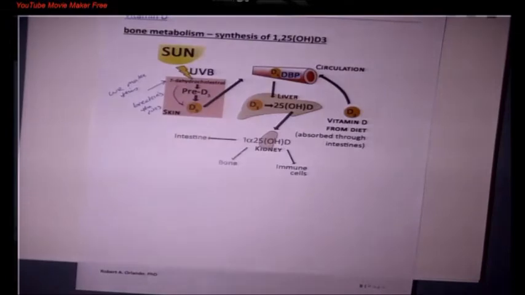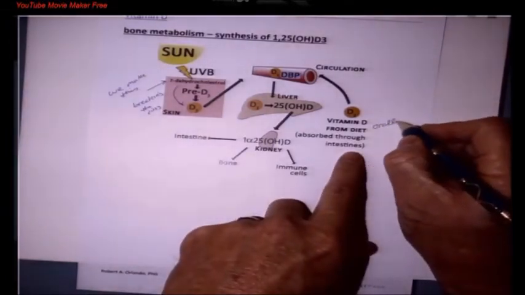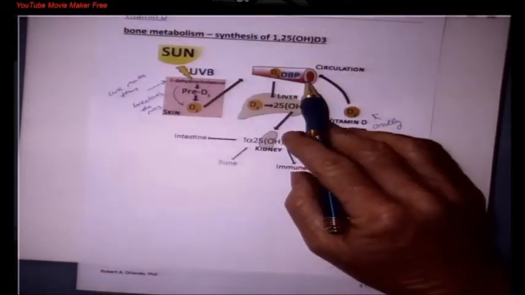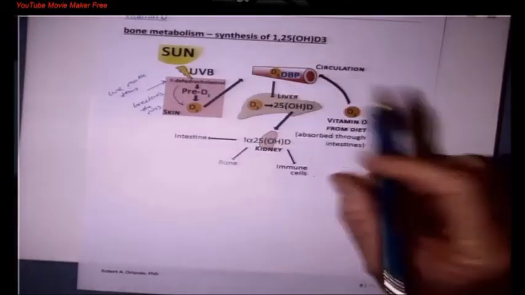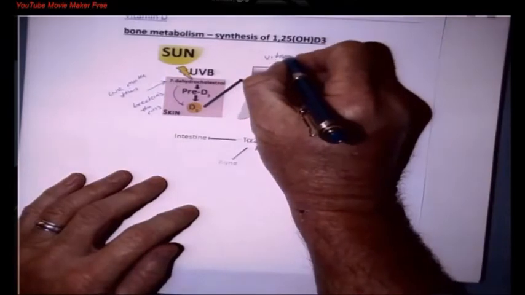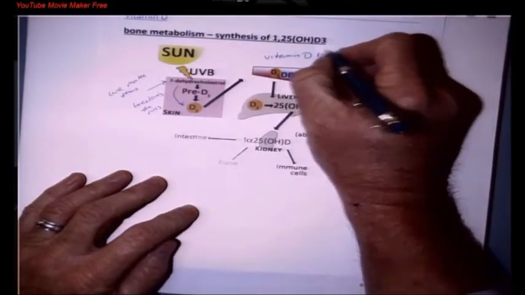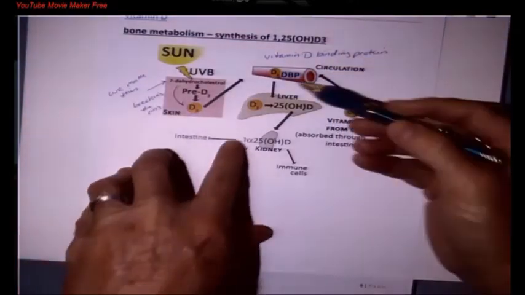Now, an easier way to get vitamin D3 is this way, from our diet. We can take vitamin D3 orally and that can be absorbed. So, vitamin D3 is taken up. It binds to our vitamin D binding protein. And then is it active?